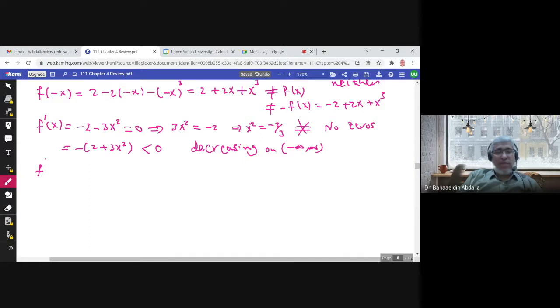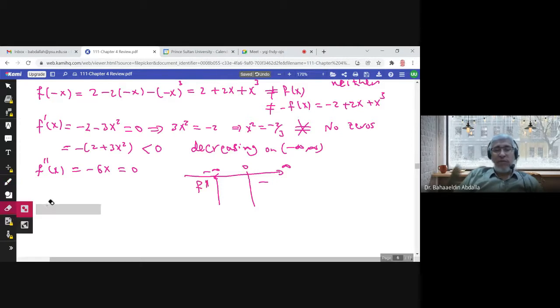Let us find the second derivative. The derivative of negative 2 is 0, so it's negative 6x. And this has 0 as a zero. To the right of 0, if you choose 1, f double prime would be negative. And to the left of 0, if you choose negative 1, negative 2, f double prime would be positive. So here it's concave up and concave down.